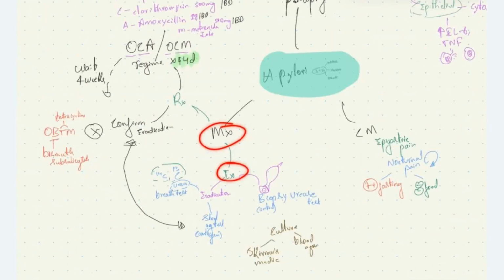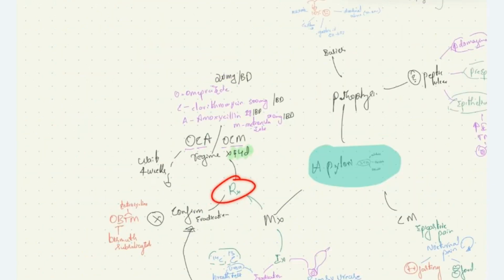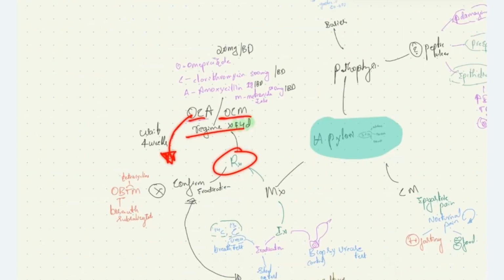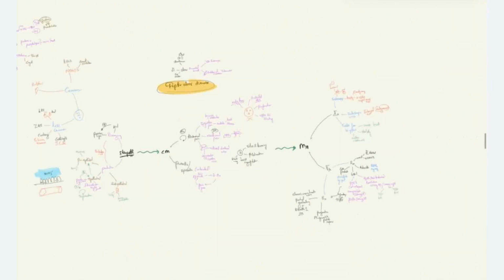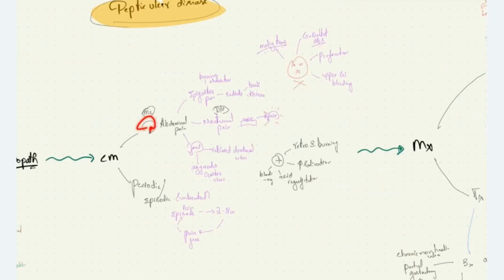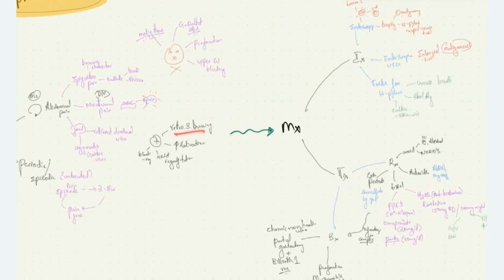Then management, that's investigations. We perform biopsy, rapid urease test, and for checking eradication, we can perform urea breath test or stool antigen test. Under treatment, we have OCA or OCM regime, and if the patient doesn't have eradication, we can perform OBTM regime. Then we saw clinical manifestations of peptic ulcer disease, that is recurrent abdominal pain, epigastric pain, burning in character, radiating to the back and thorax. Along with that, the patient may have nocturnal pain. The pain is relieved on food in case of duodenal ulcer, and aggravated on food in gastric ulcer. The pain is episodic or periodic. Associated with that, the patient may have retrosternal burning pain, increased salivation, acid reflux, and bloating.